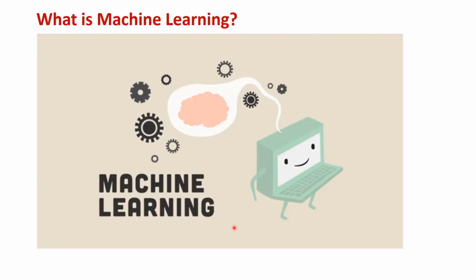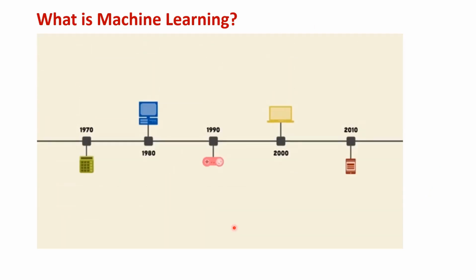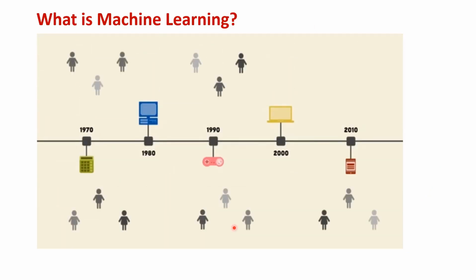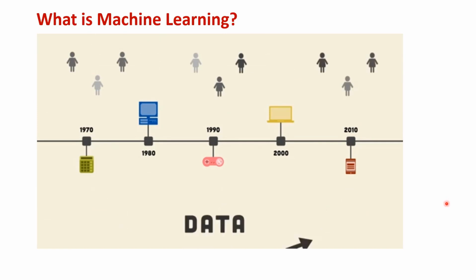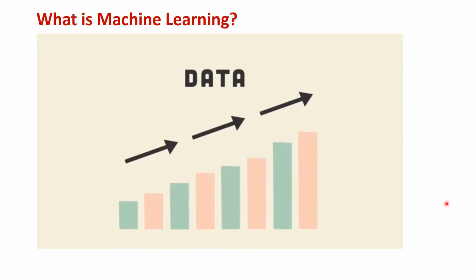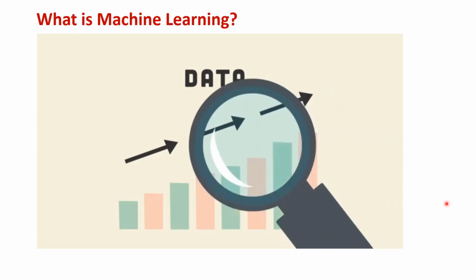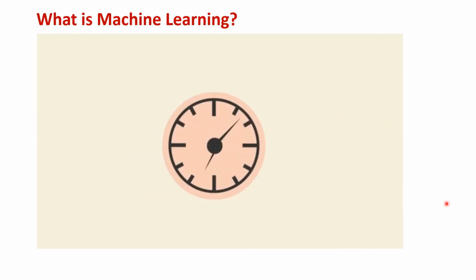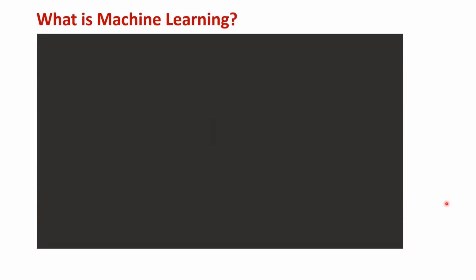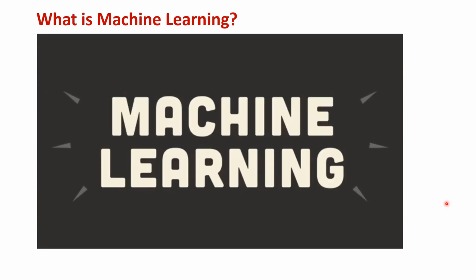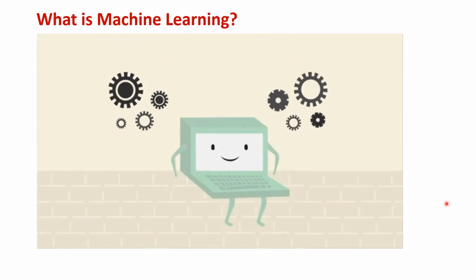Let's watch this video. As technology evolves and the world's population grows, so does the amount of data being generated. Collecting, sorting, and analyzing all of this data can be pretty time-consuming. However, that's starting to change with the emergence of something called machine learning. Machine learning is a type of computer science that allows computer programs to learn and improve all on their own.